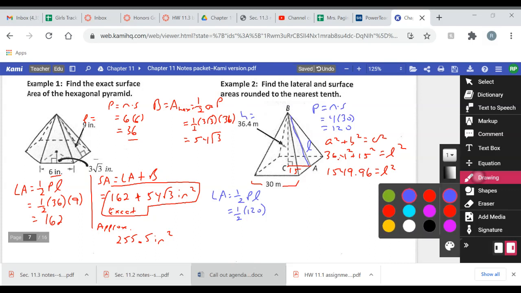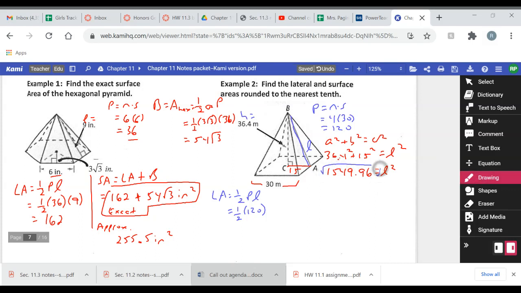And if I go ahead and take the square root of both sides, I'm just going to leave it for now as the slant height is equal to the square root of 1549.96, just again to keep it exact throughout the problem. So when I go to plug the slant height in right here, I'm going to leave it as the square root of 1549.96.